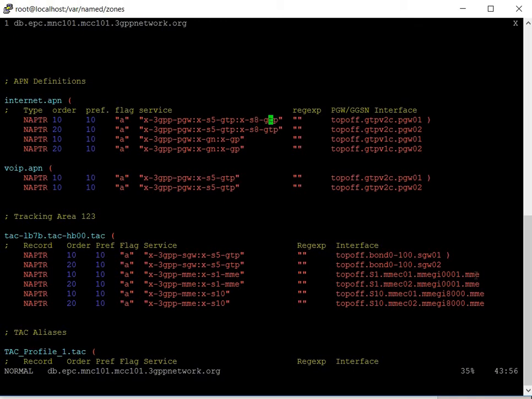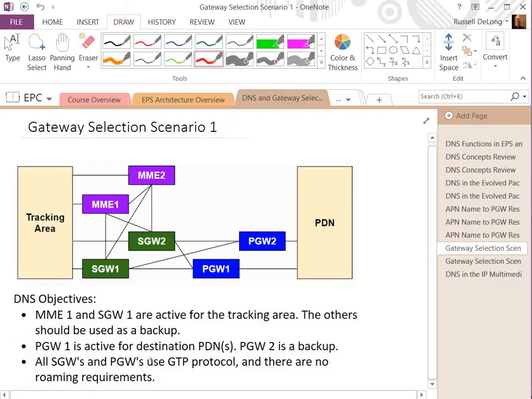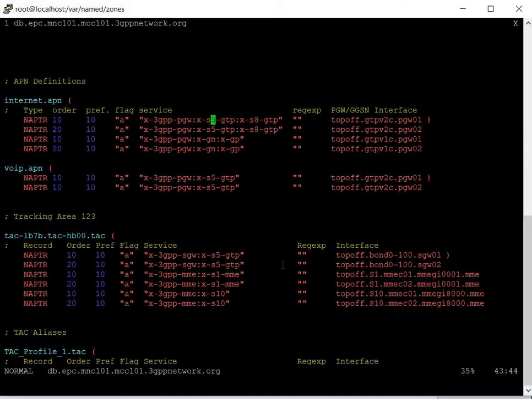So I've actually done something I should not have done. I've added the S8 interface. That does not meet the requirements in my scenario, so to meet the requirements in this scenario, I'd actually have to delete this statement because I'm advertising S8 interface capability, which I don't want to do because, if I go back to my objectives, my requirements are that there are no roaming requirements, so I should not be advertising that. I included that intentionally, just to show how you can navigate this and see how something might not be as you need.